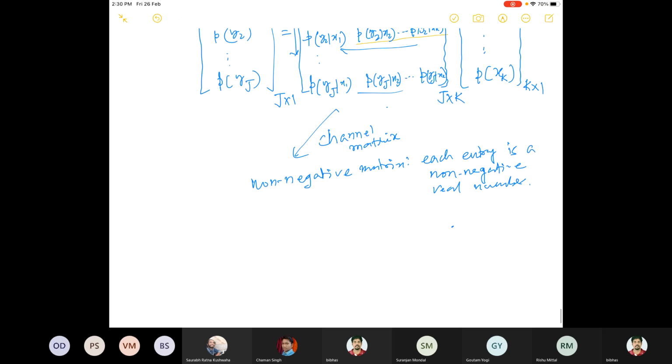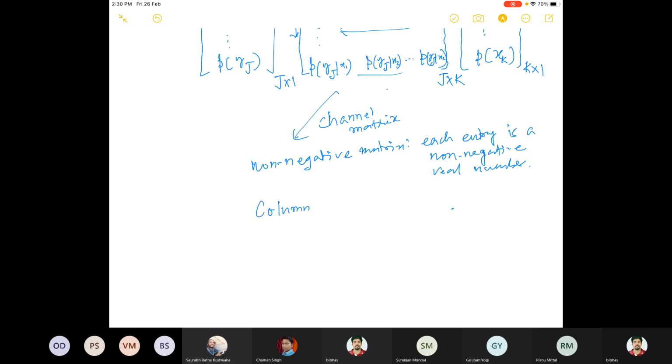So this is called a column stochastic matrix. Sometimes a channel is defined by a matrix also. This is what is called the channel matrix. Channel matrix means any matrix whose entries are non-negative, lying between 0 and 1, and the sum of the columns, which is called the column sum, is 1. Then it is called a column stochastic matrix. So basically, a column stochastic matrix always represents a channel. This is another way to look into the same thing.